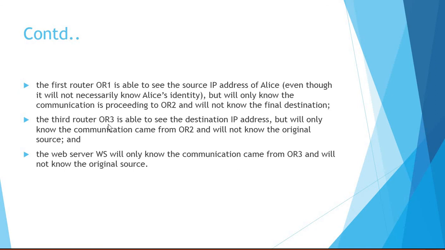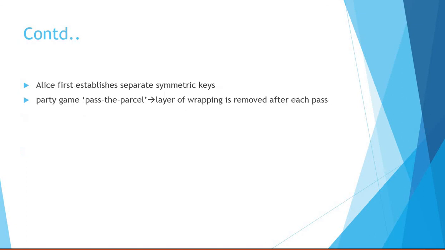Now OR3 will receive the message from OR2. It will decrypt using the key shared between Alice and onion router 3. Only onion router 3 will know the destination address, and it will transfer to the web server. This is one example I am telling here. This is the way data transfer happens between Alice and the web server through the Tor tool, using these onion routers.